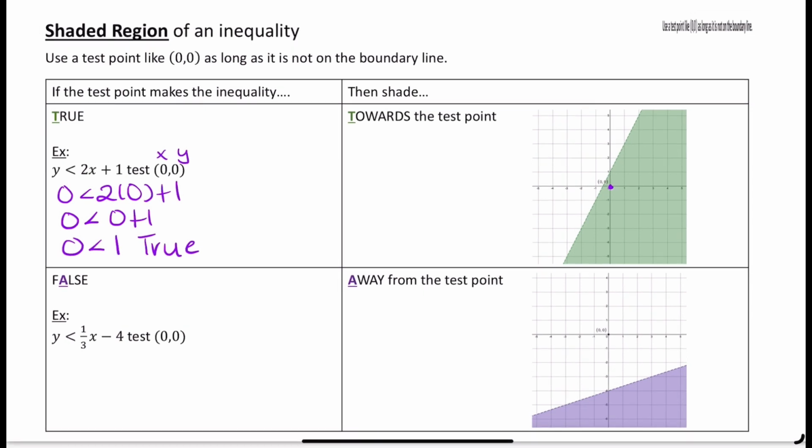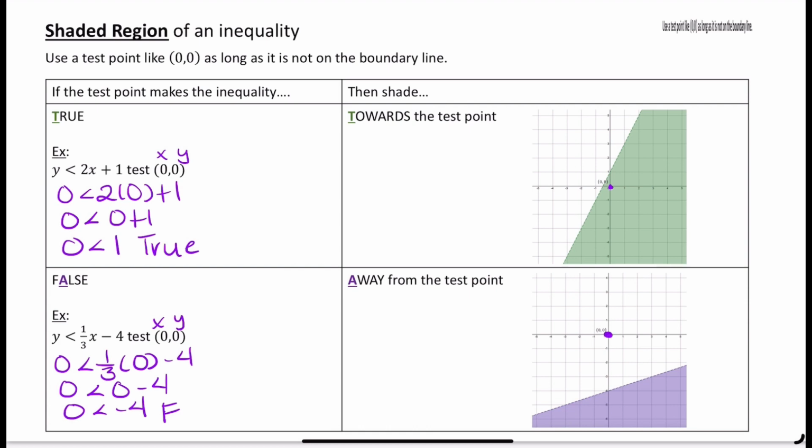So now here we have the graph of y is less than 1/3 x minus 4. So let's test the point (0, 0), which tells us once again that x is 0, y is 0. So we have 0 is less than 1/3 times 0 minus 4, which tells us that 0 is less than 0 minus 4, so 0 is less than -4. Well, that's false, so that's why you can see here that we've shaded the part of the graph that's away from (0, 0).